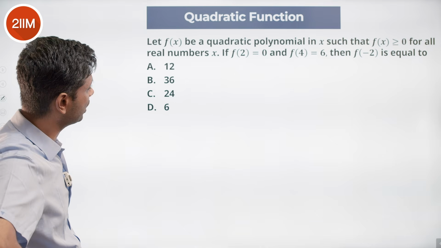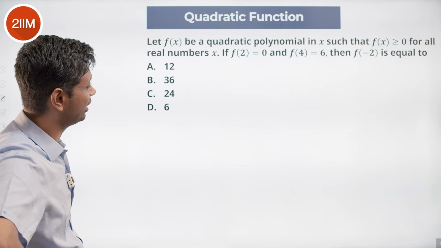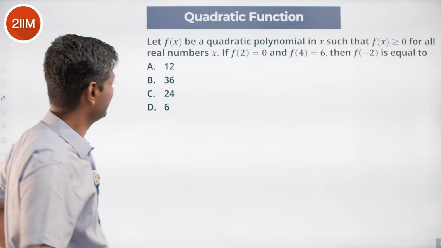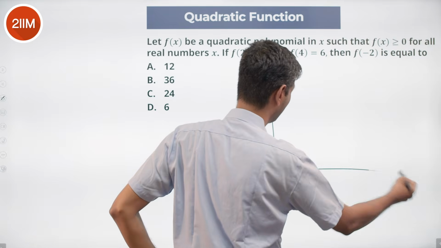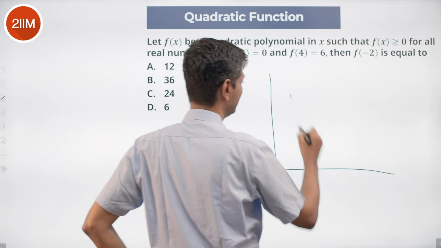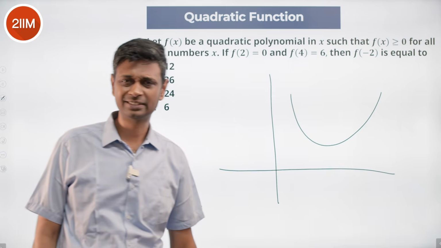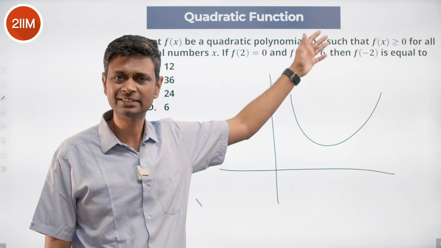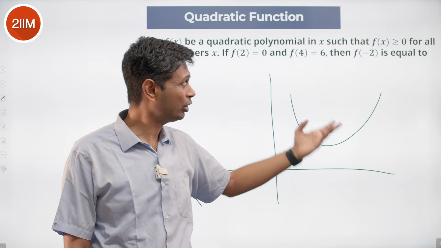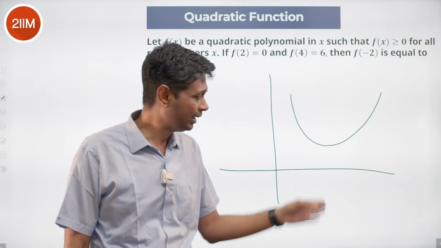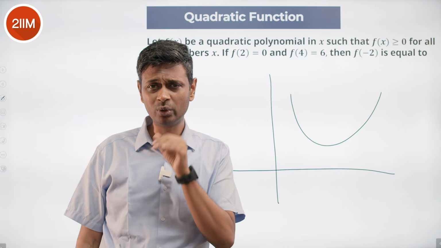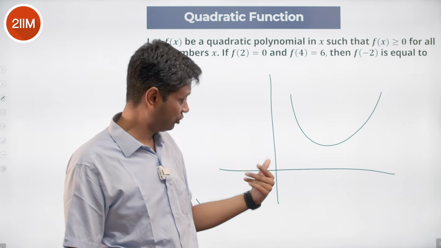Let f of x be a quadratic polynomial in x such that f of x is greater than or equal to 0 for all real numbers. Nice. So f of x is greater than or equal to 0 for all real numbers, like a curve like this. A curve that is completely above the x-axis, where it doesn't touch it. Because if f of x were 0 for some number, it will cut the x-axis. Wherever it goes to 0, it will cut the x-axis at those points. This is a graph like this.